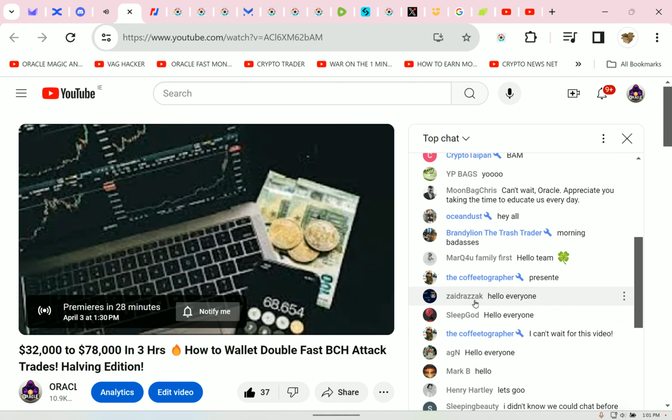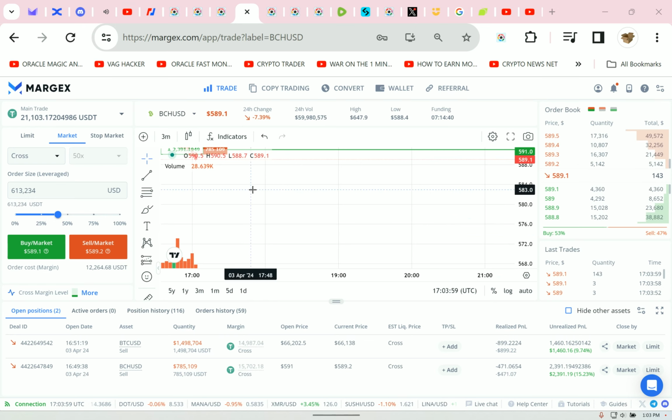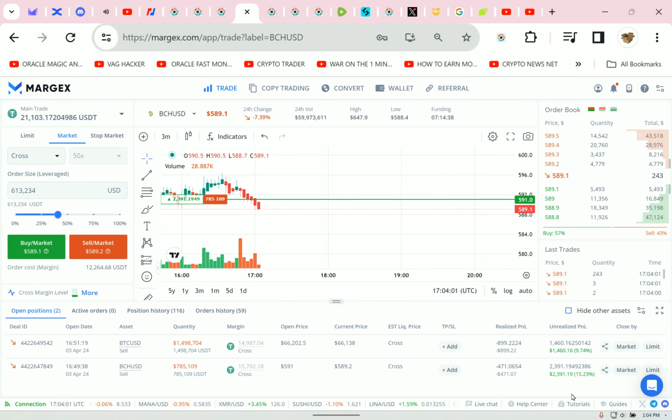It's like they're at my, you know where it's like? We're on the boat. So calm and cool when you trade like this. Look at that. I'm not in a hurry to close. I'm enjoying this Bitcoin Cash. I'm loving it. It's down to 589. I want more of it. Okay?